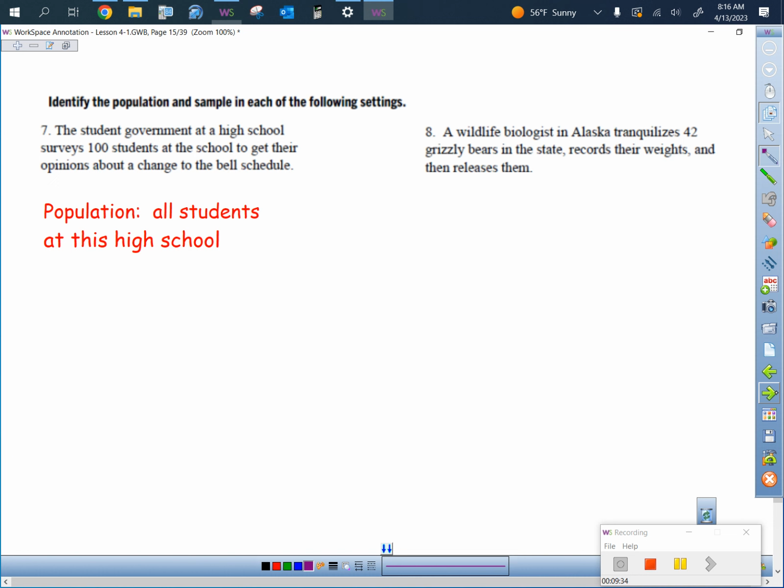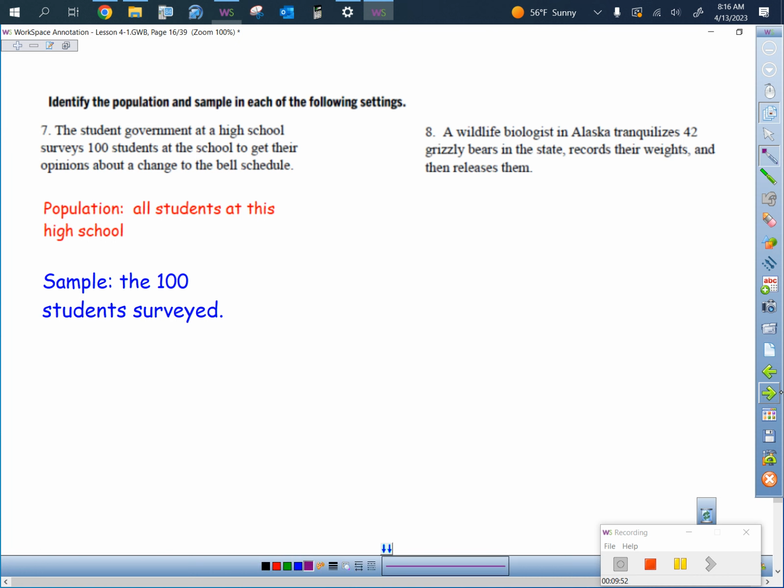But who is the sample? How many students were actually surveyed? It tells us. How many students did they survey? 100. Well, then that would be the entire population, and they would have done a census. But I feel you on that. You don't have enough information, but apparently it's a large high school. But that's a good question. So the sample is who got surveyed, and the population represents everybody.